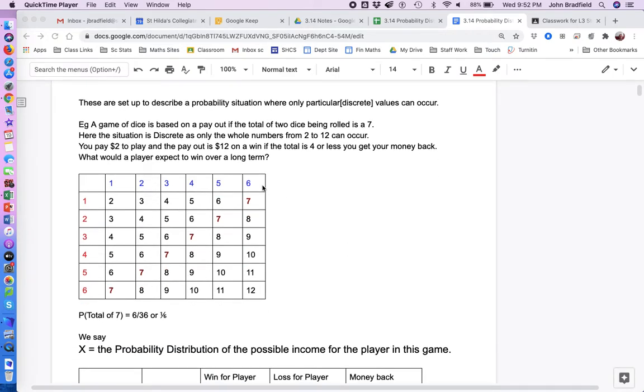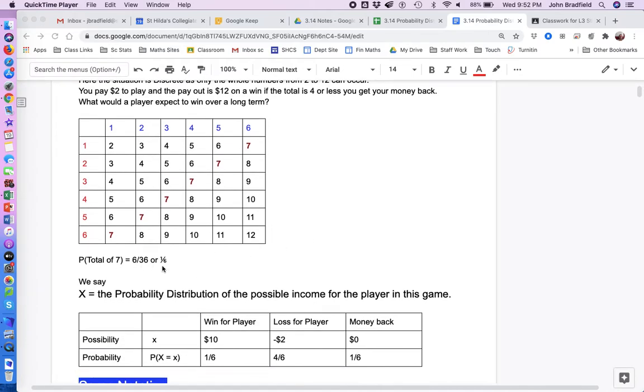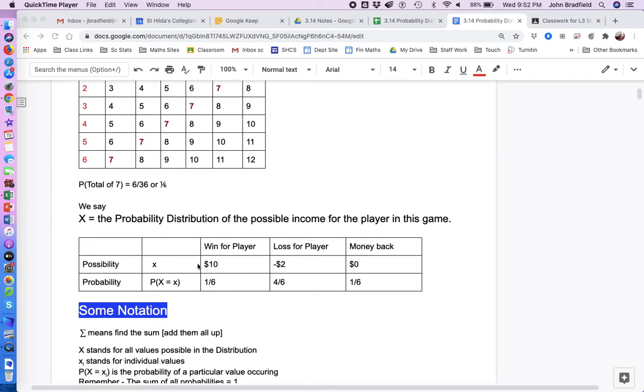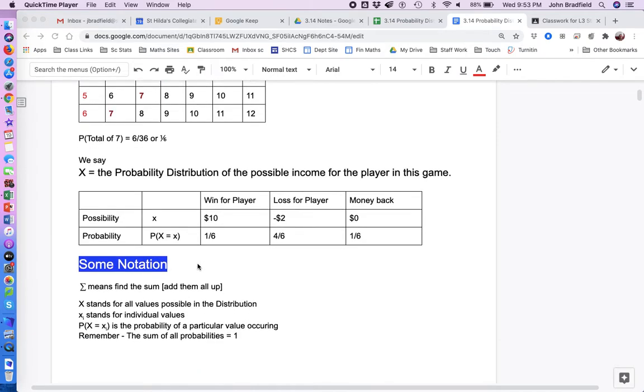And so I've got the 7s down here. So the probability of getting a total of 7 is 6 out of 36, or 1/6. So there's nothing too dramatic here. But in terms of turning this into a probability distribution question, that starts now. So we make a definition that seems odd initially. We say x equals the probability distribution of the possible income for a player in this game. Now what I haven't made clear is if you roll a total of 7, you get a 10.